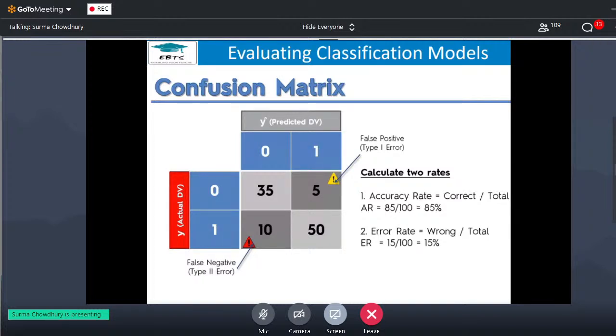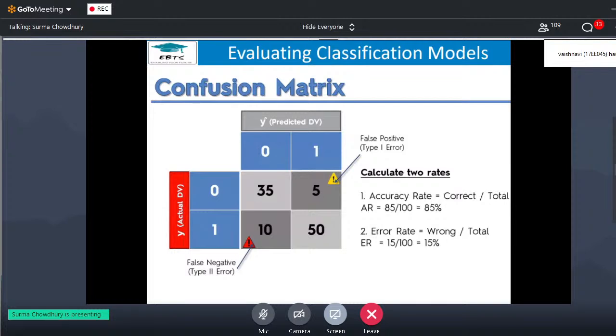But the main issue is this 10. You have predicted that he does not have cancer, but actually he has cancer. This is the most fatal. That's why it is put in red here, right? You cannot have this case. If you are predicting that he is not having cancer, but actually he is having cancer, then it's a big problem, right?